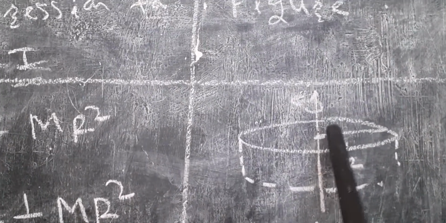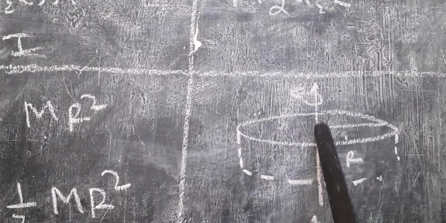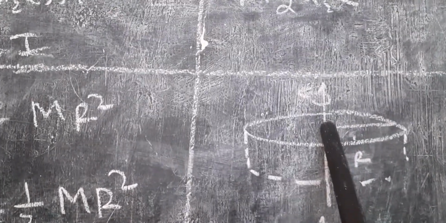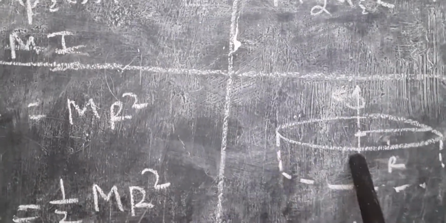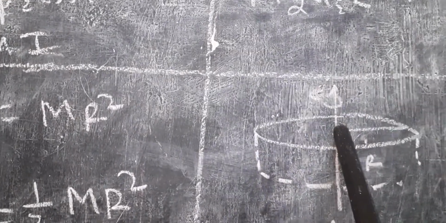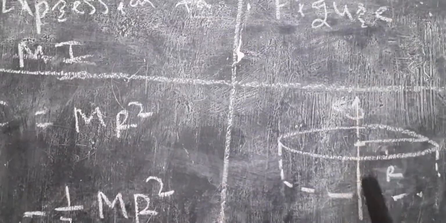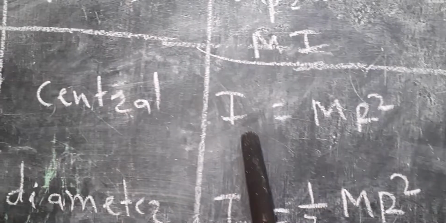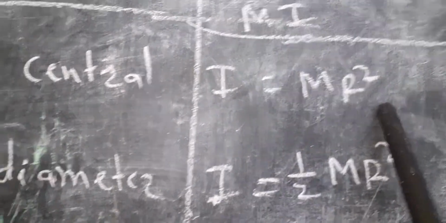For symmetric body, center is the point of symmetry or center point, midpoint, center of mass. So this point is the center of mass, the point of symmetry. So line which is perpendicular to the plane and passing through center of mass, it's called as transverse axis. So in this typical case, axis is this, and we get moment of inertia is equal to capital M into R square. We should know this formula.